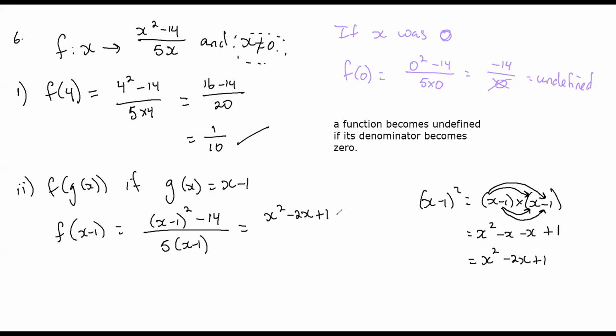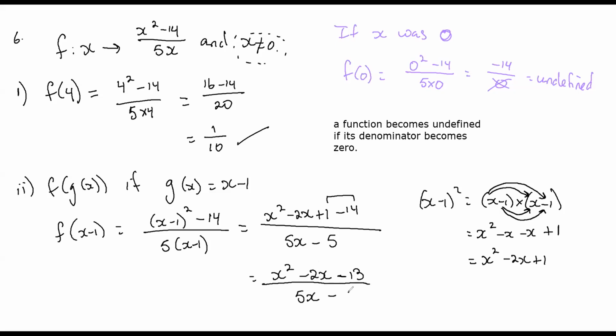Minus 14 over 5x minus 5. Right? Simplify this on top here, because these are like terms. So it becomes x squared minus 2x minus 13 over 5x take away 5, and that can't be simplified anymore. So we're done.